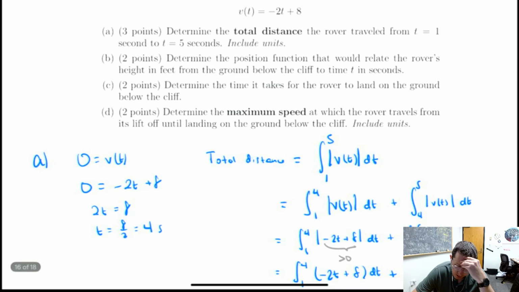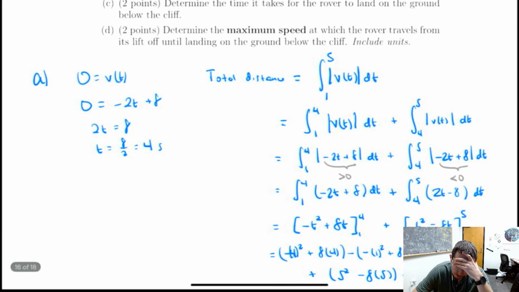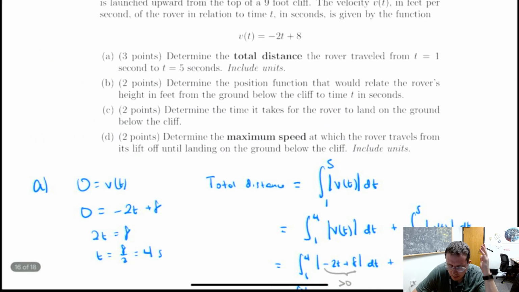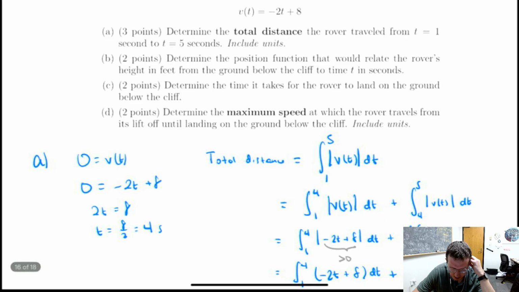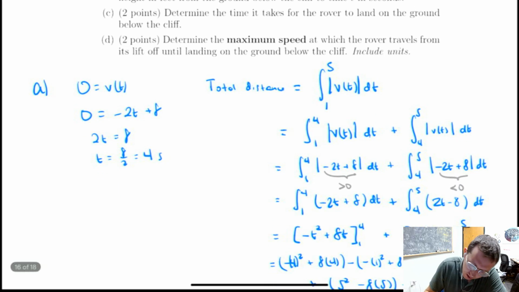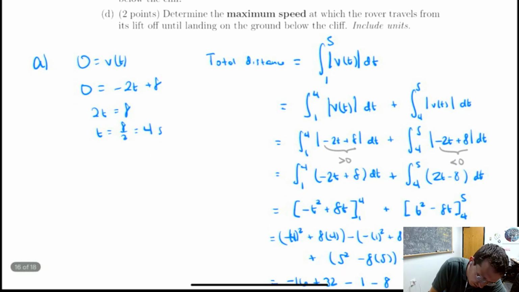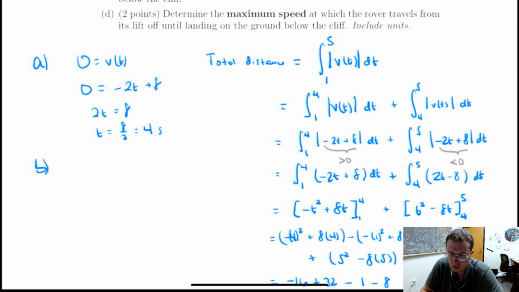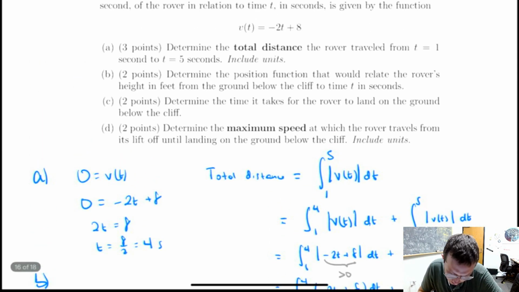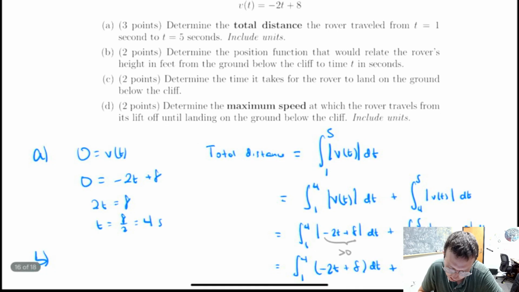I don't love this question because I really wish that they had put part B first, because it would involve quite a bit less writing. It's a lot easier to do part A if you've already done part B. So part B asks you to find the position function.